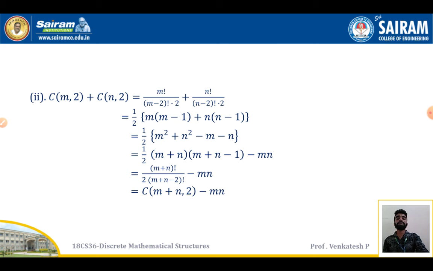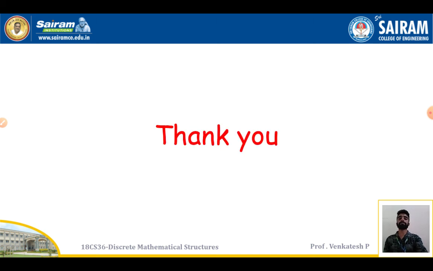Now this can be written like this equation. It will be equal to what? (m plus n) factorial by (m plus n minus 2) factorial into 1 by 2, minus mn, and it will be equal to C(m plus n, 2) minus mn. Thank you.